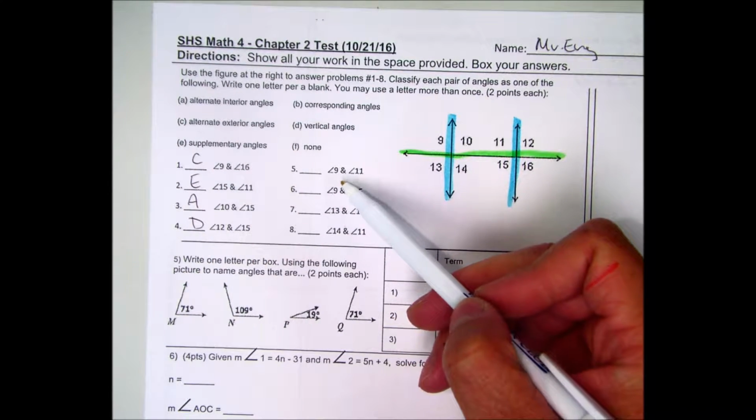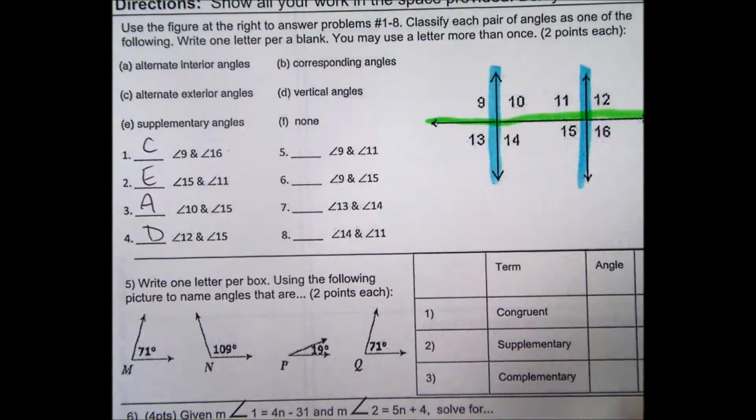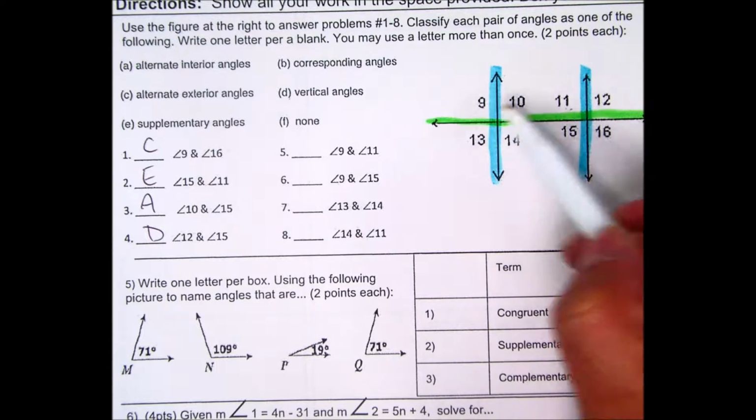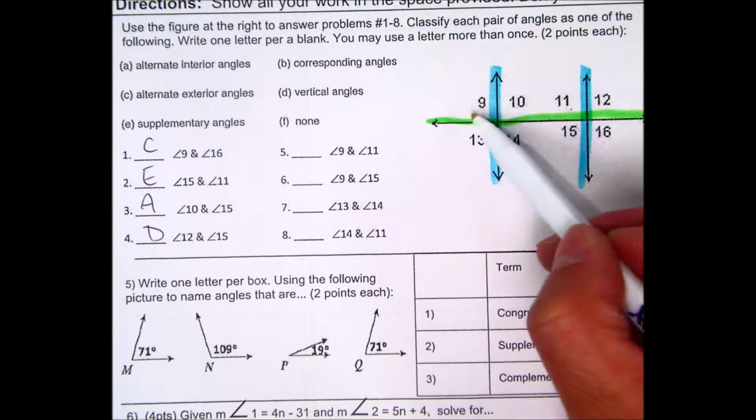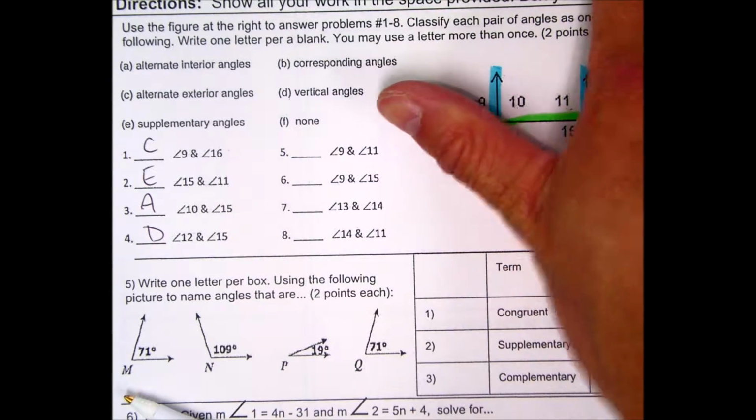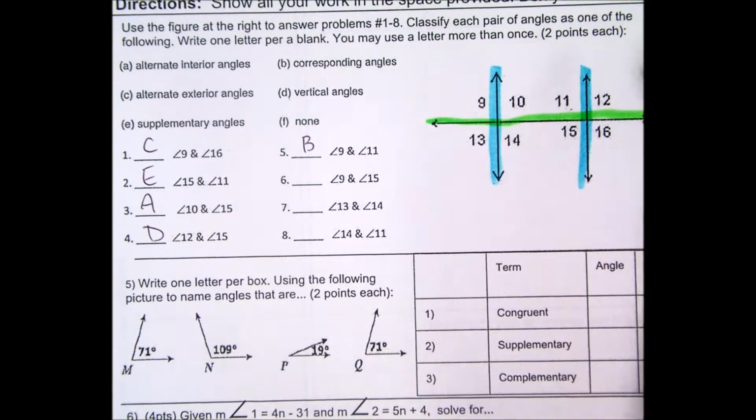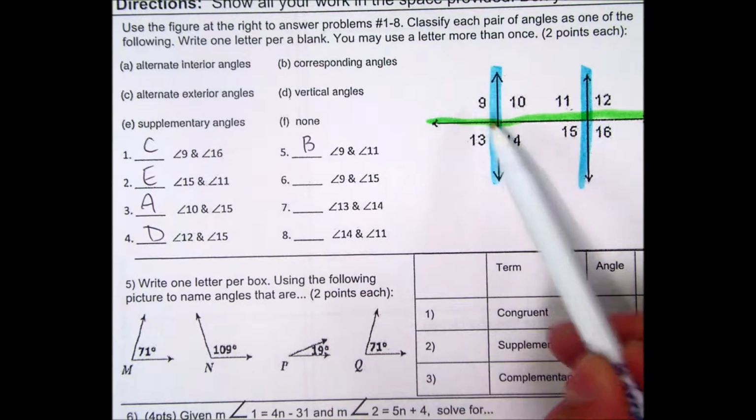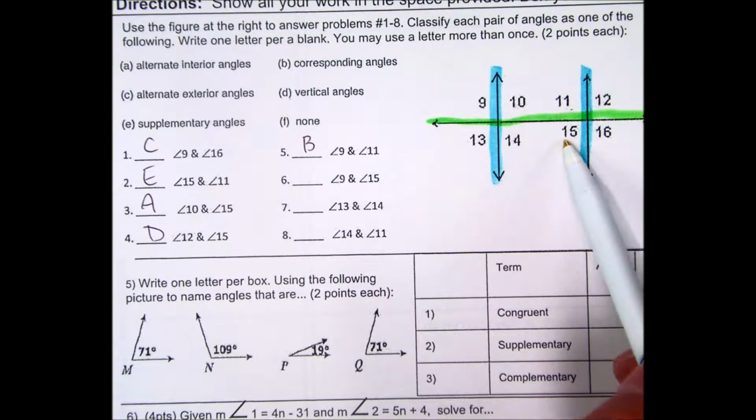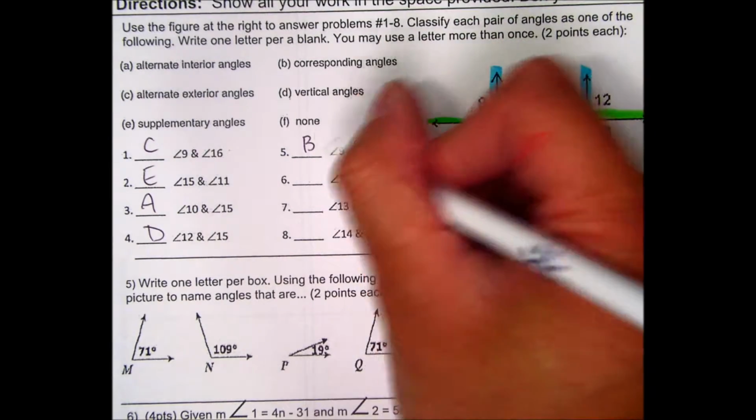Question number 5, 9 and 11. You have one on each side. You have one on the inside, one on the outside. So one interior, one exterior. They're on the same side of the transversal, and you could slide it over. That would be corresponding angles for 9 and 11. 9 and 15. Notice how you have one on the inside, one on the outside, but they're not corresponding, so this would be neither or none.